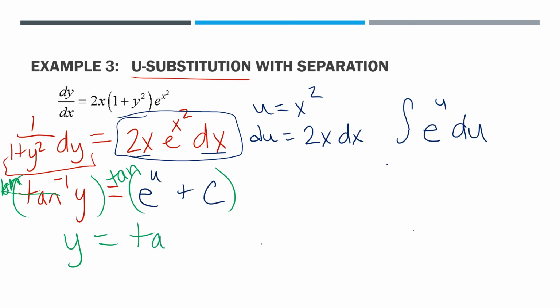And now I have the tangent of e to the u. Now remember, u was x squared. So we're going to make that e to the x squared plus c. And we do have to leave the e to the x squared plus c in parentheses because we took the tangent of the whole thing. So it's very important to leave it that way.